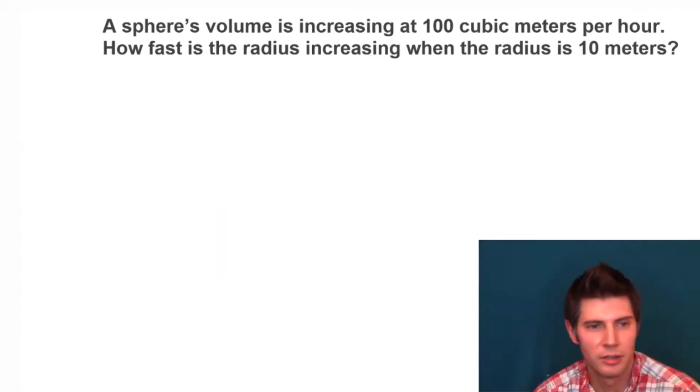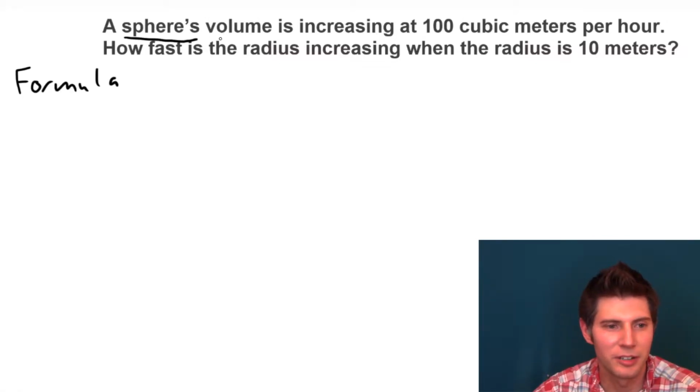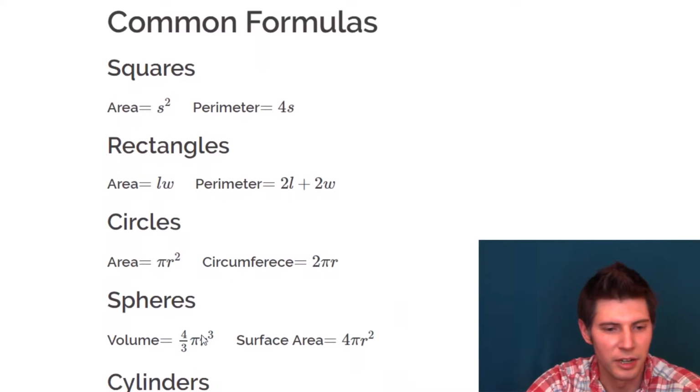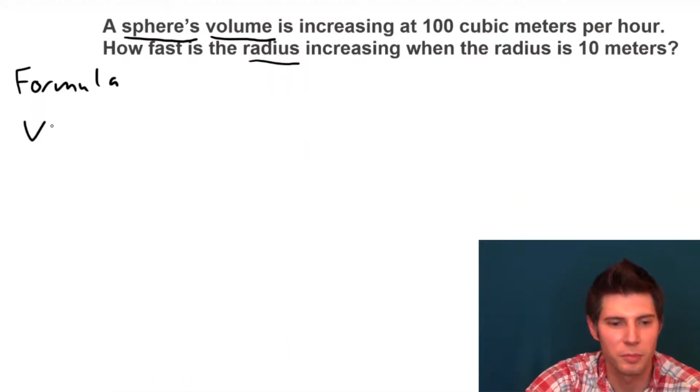Let's do another. A sphere's volume is increasing at 100 cubic meters per hour. How fast is the radius increasing when the radius is 10 meters? First step, find the formula that we're going to end up using. So I see the word sphere and volume, and I see radius. So that formula is going to be sphere and volume, 4/3 pi r cubed, and also has the radius. So that's what we want, 4/3 pi r cubed.